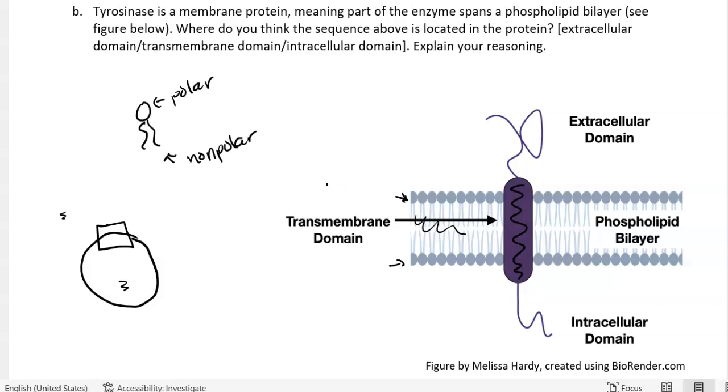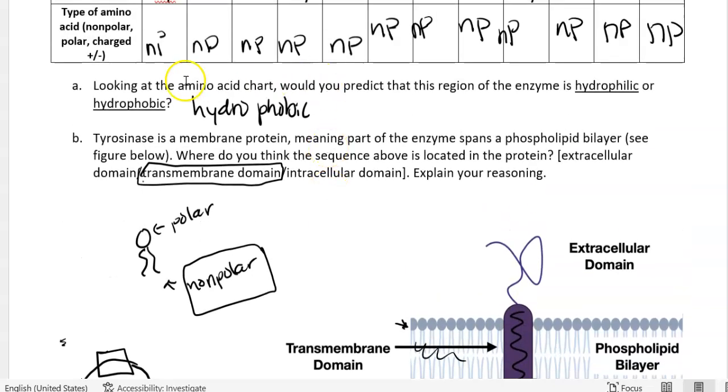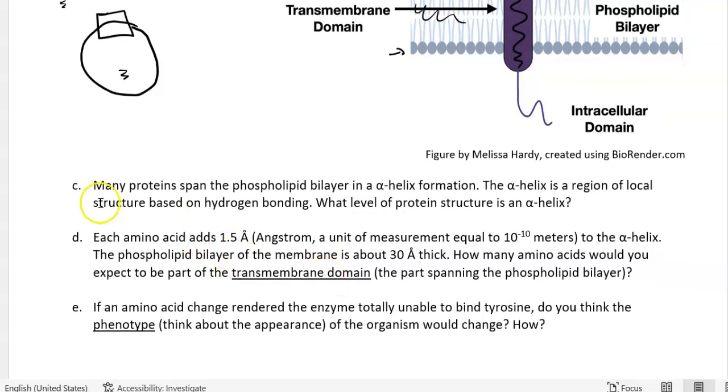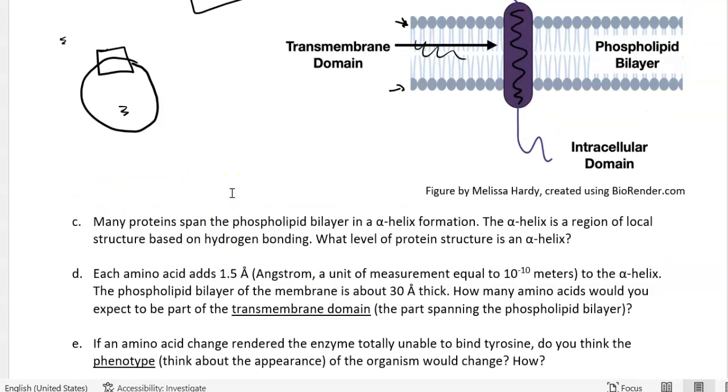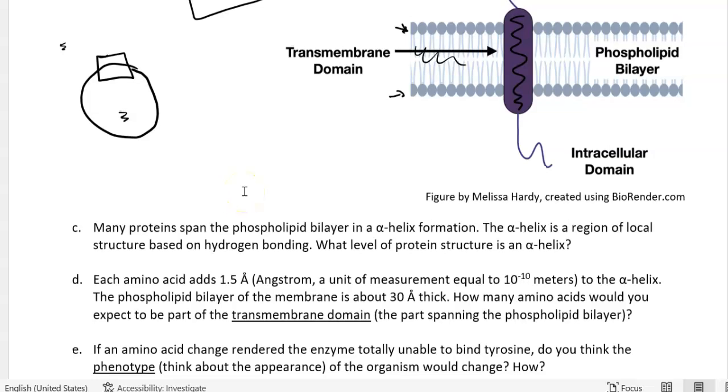And most of us got that it was in the transmembrane domain, because it's in the nonpolar region, because the sequence is hydrophobic. Okay, many proteins span the phospholipid bilayer in alpha helix formation. Remember, we have primary, secondary, tertiary, and quaternary structures of protein.